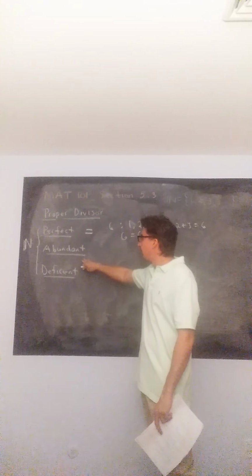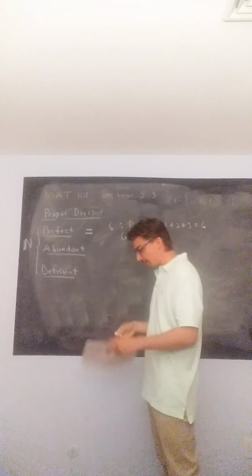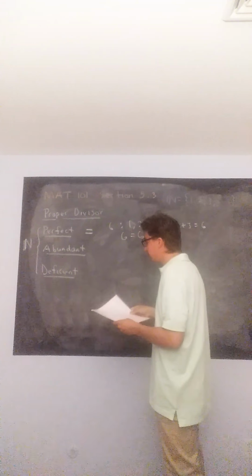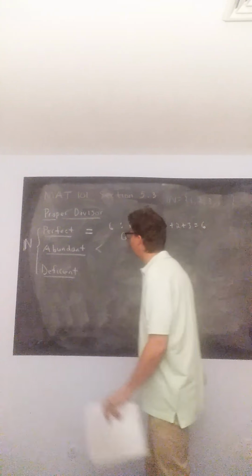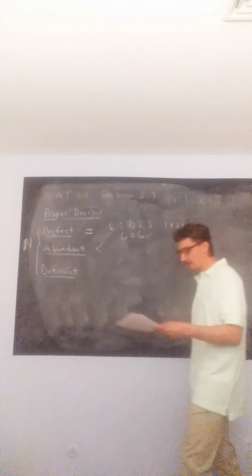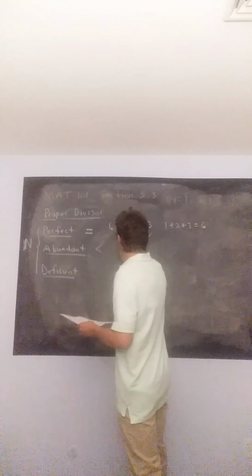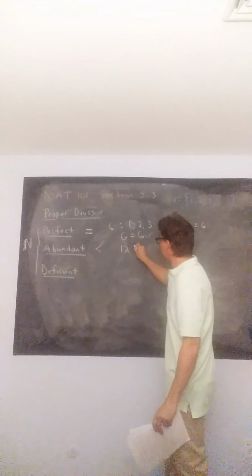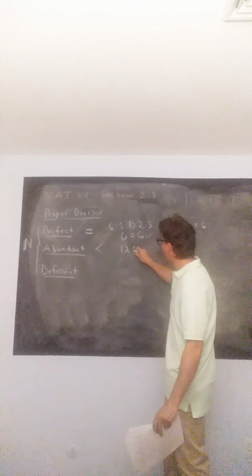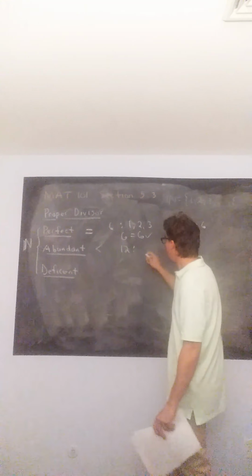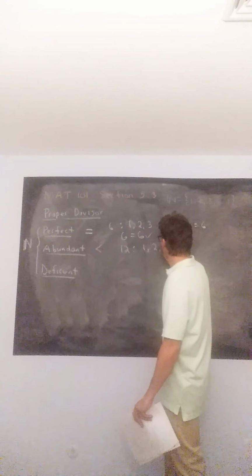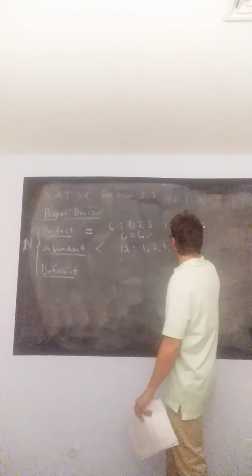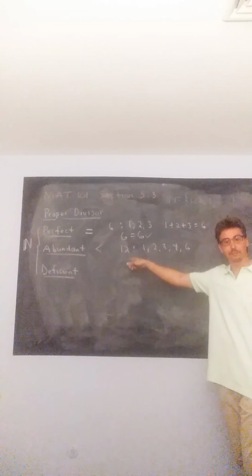Now, another type of natural number is what we call an abundant number, and by definition, an abundant number is less than the sum of its proper divisors, right? So the example I gave you was 12, and let's check it out. We're going to claim that 12 is considered an abundant number. The proper divisors of 12 would be 1, 2, 3, 4, and 6. Remember, we can't use 12.